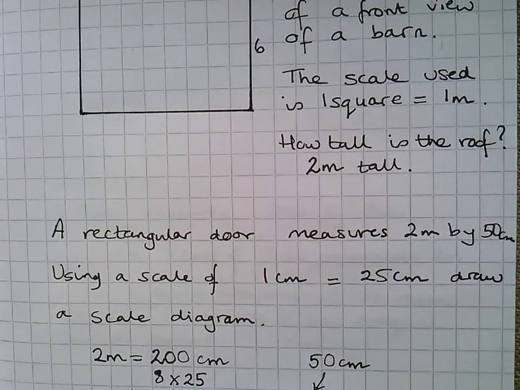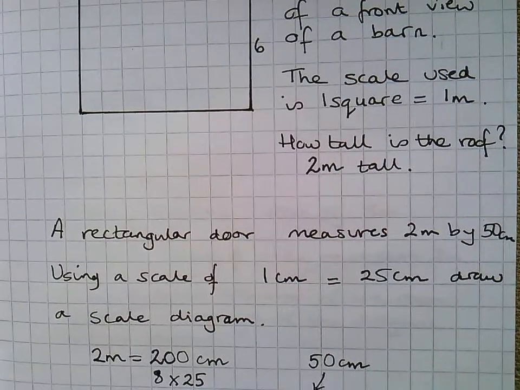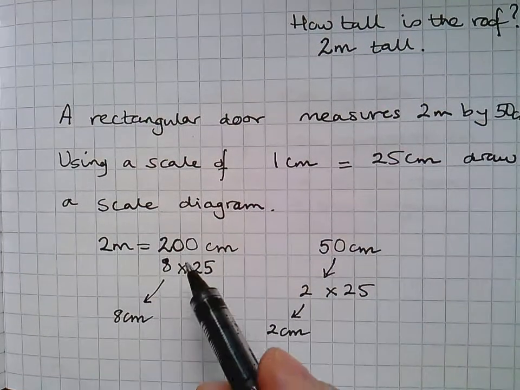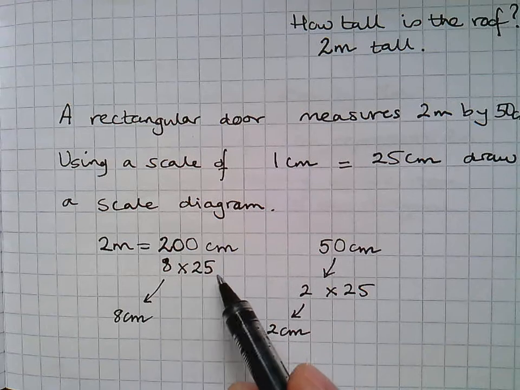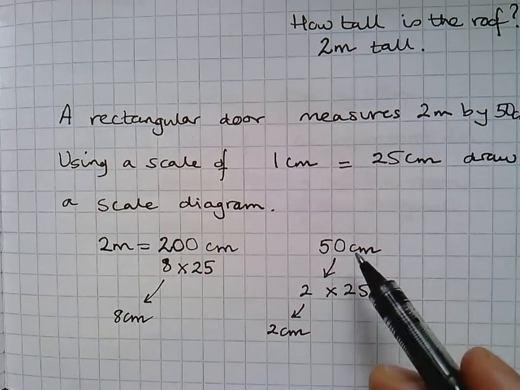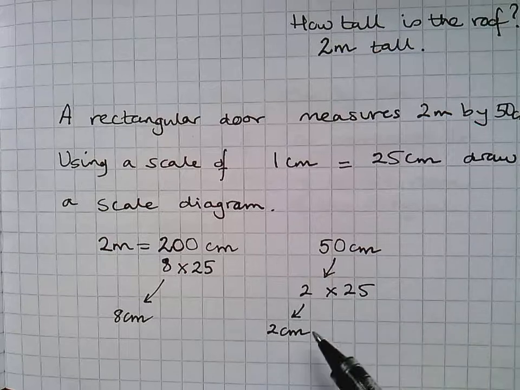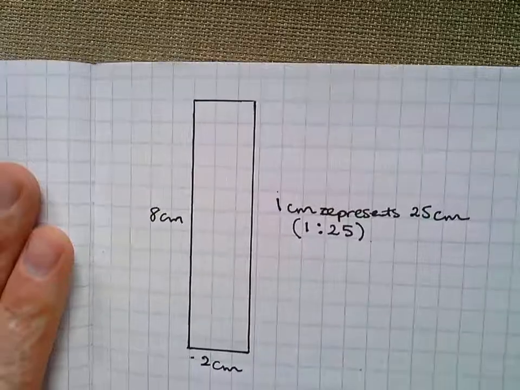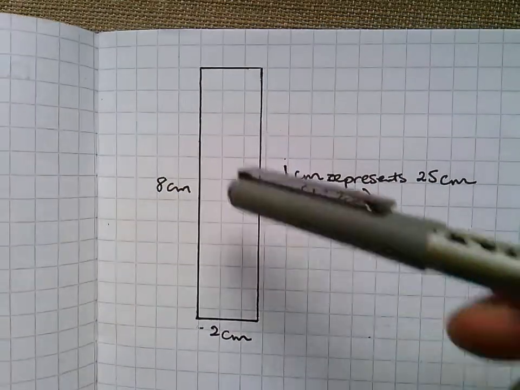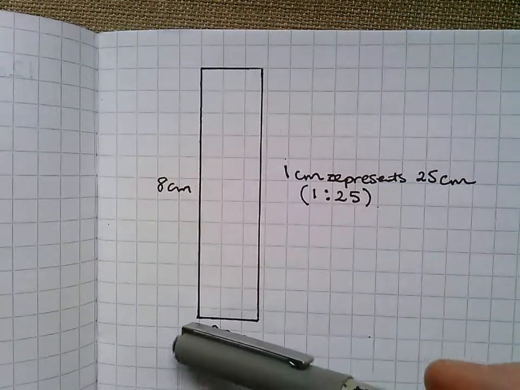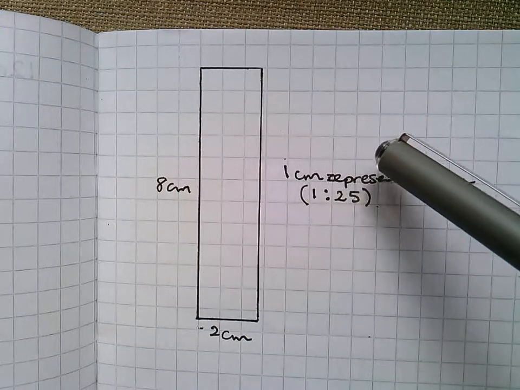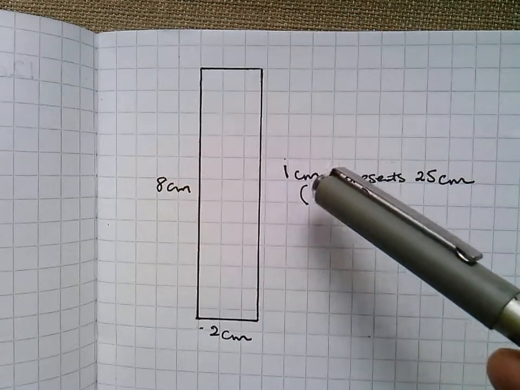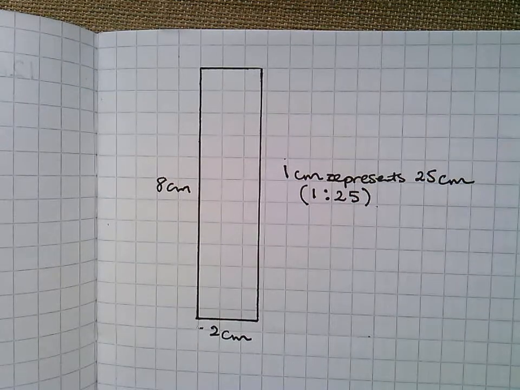So we're looking for a rectangle which is 8 centimetres by 2 centimetres, like so. 200 centimetres, 8 by 25, so 8 centimetres. 50 centimetres, 2 lots of 25, so 2 centimetres there. Okay, so there we go. We've got our scale. We had 8 centimetres coming down there, 2 centimetres there. 1 centimetre represents 25 centimetres. Could you use a ratio to describe that? So 1 to 25. That's also how we could see it.